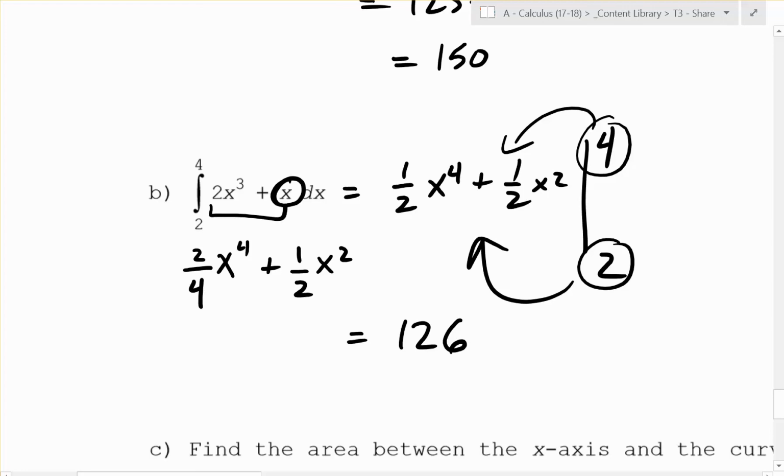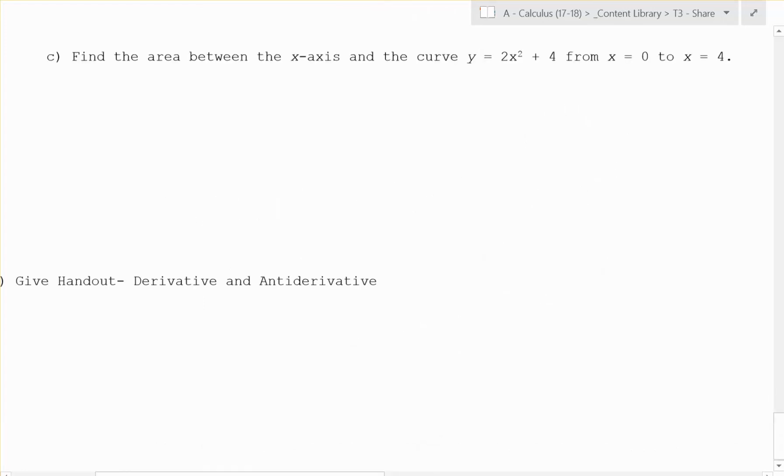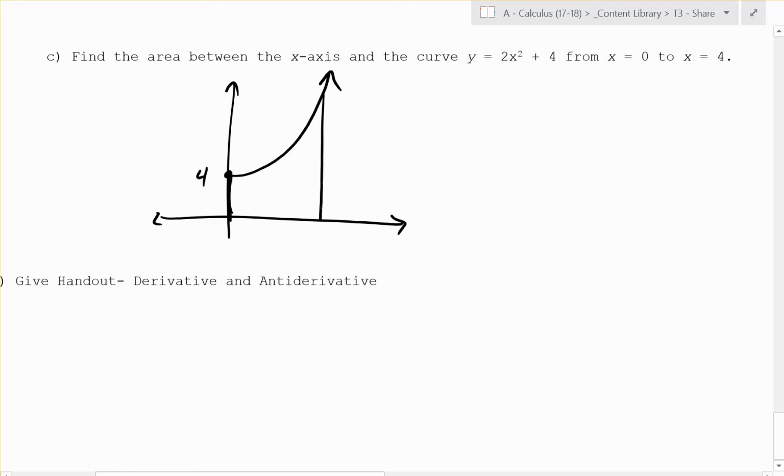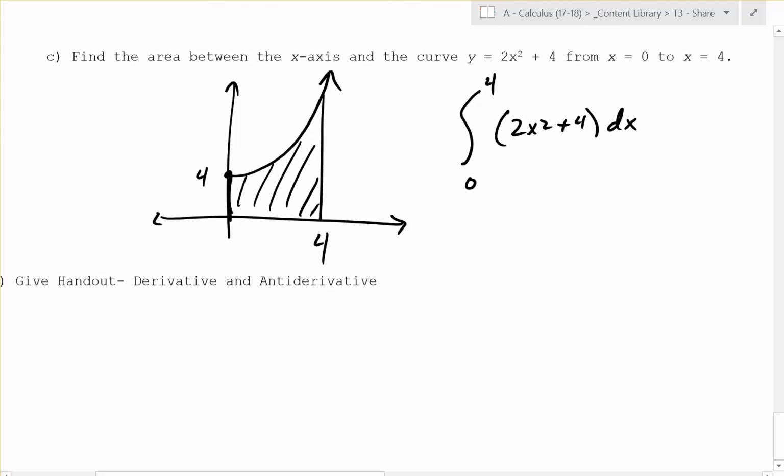So the last question is find the area between the x-axis and that curve. You could draw a picture of this, 2x squared plus 4. It's going to look like a parabola like that. It's going to be 4. And you're going from 0 all the way to 4. So what's that integral going to be? 0 to 4. And the upper function is 2x squared plus 4. And it goes all the way to the x-axis, so it's just minus 0. So you don't have to write the minus 0. So you're doing this area right there.